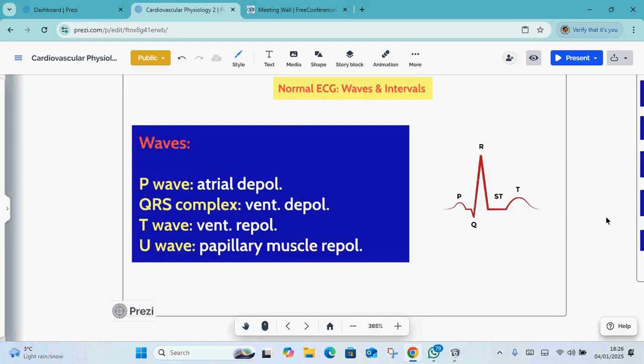The waves are broken into P wave, Q wave, and R, and S, and T. And QRS are called QRS complex. And the P is due to the atrial depolarization, and QRS is because of the ventricular depolarization. Meanwhile, the T wave is because of the ventricular repolarization.